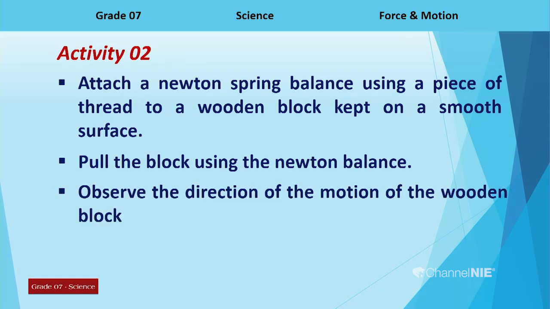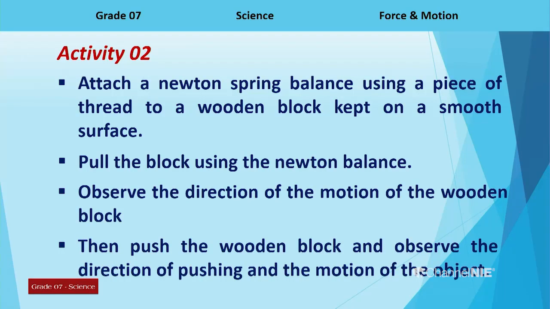Observe the direction of the motion of the wooden block. That is the third step of the activity. Then push the wooden block and observe the direction of pushing and the motion of the object. Finally, we can remove the spring balance and then we can push the wooden block using our hand. Shall we do the activity?